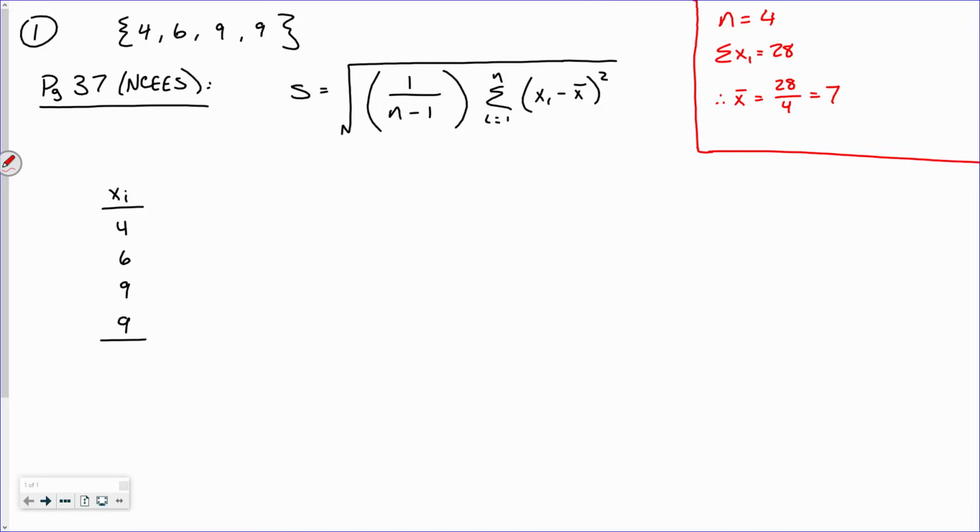Make sense? All right. So my first column, I have my individual measurements. I'm then going to determine the difference from the mean. You can say the deviation from the mean, the individual deviations. So the first one, we have 4 minus 7, so that's going to be minus 3. 6 minus 7 is minus 1. And then 9 minus 7, which is 2, and then this is 2. It doesn't really matter what direction you do this subtraction because you're going to square it.